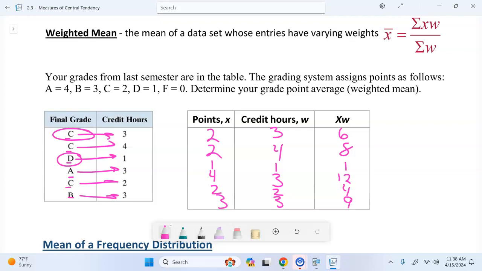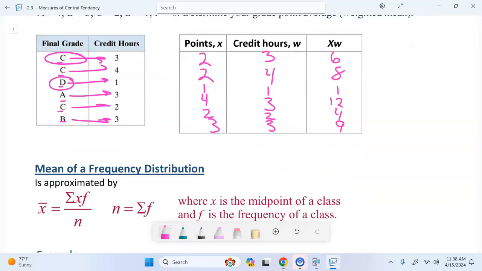So we have those totals, and then we add those all up. What do we get? The total of our point value is 40, and we want to divide it by the total number of credit hours. How many credit hours do we have total?